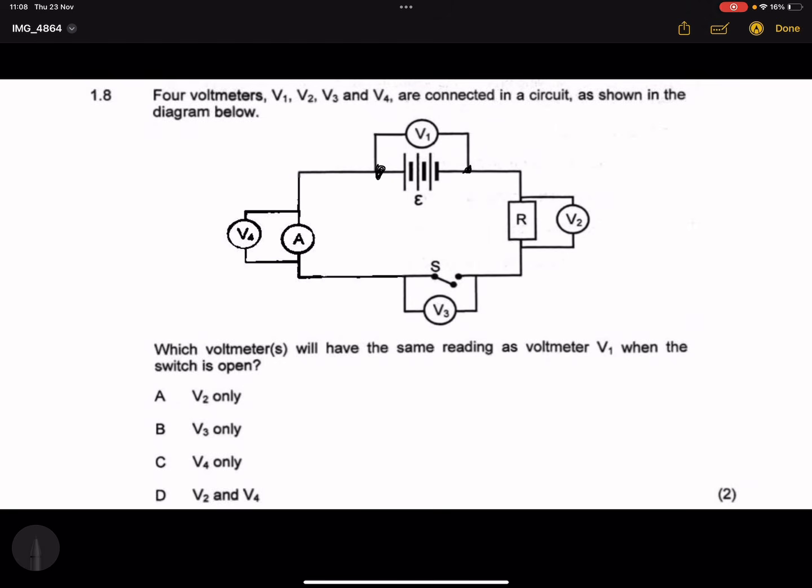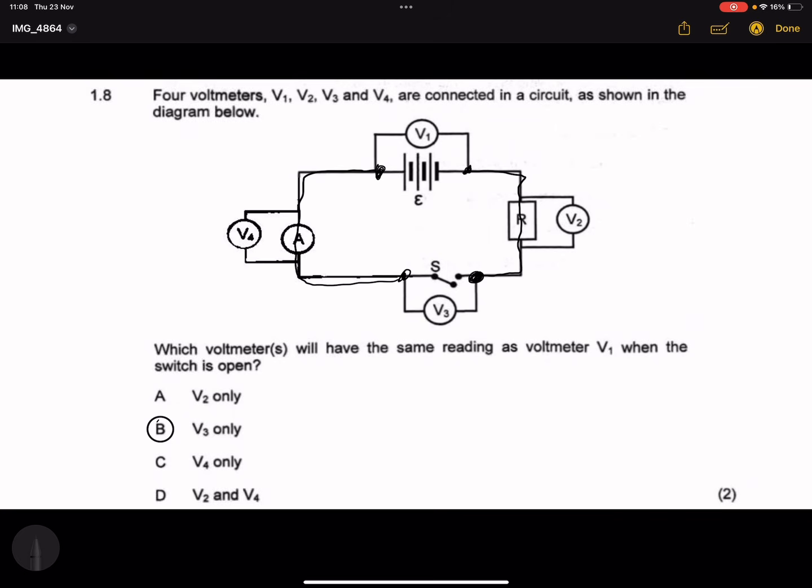So the only other one that would be equal to the EMF would be V3, because if you look at V3, one leg of it is connected to the other side. Now remember, the resistor does not become a resistor unless there's current, so it just becomes another conductor, and the other leg of that voltmeter is actually connected to the other side of V1, so it is V3 only.